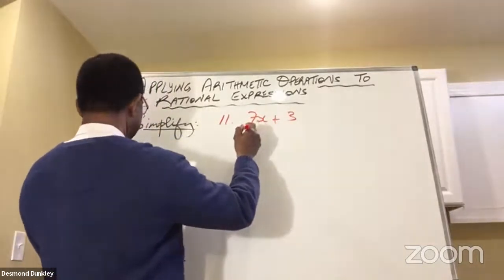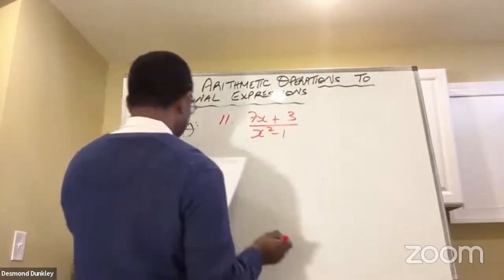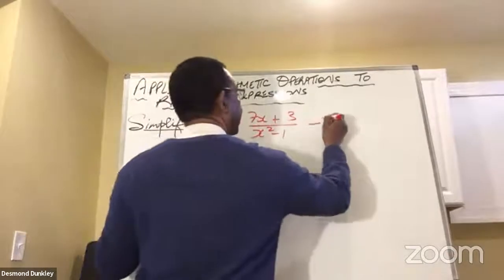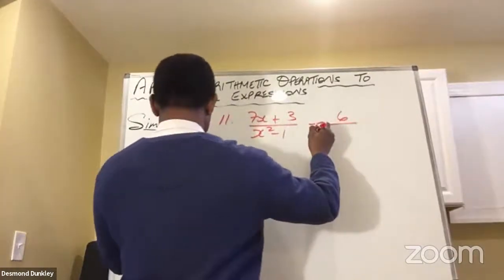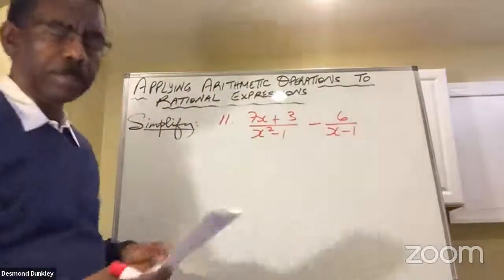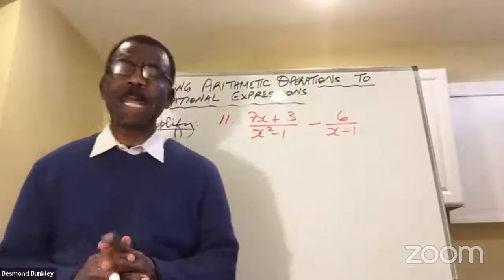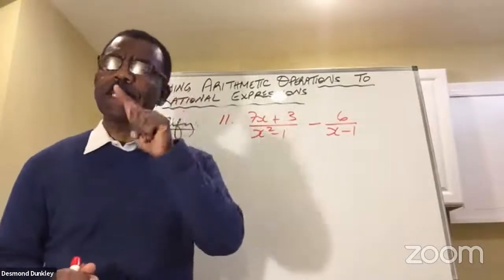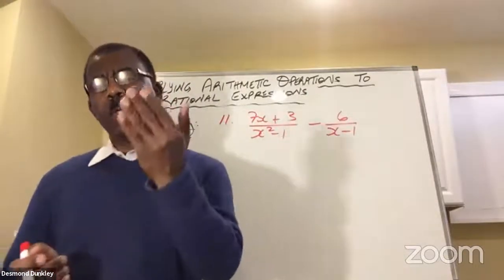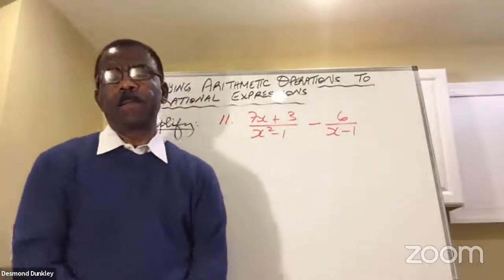So it's 7x plus 3 over x squared minus 1 minus 6 over x minus 1. So now we see that we have two different denominators. So we want to subtract, but the denominators are different. So what do we do?